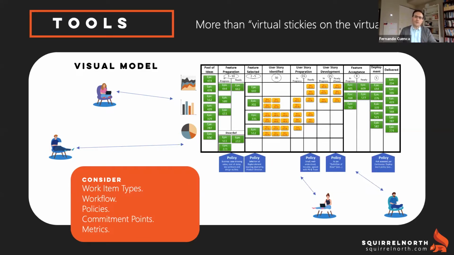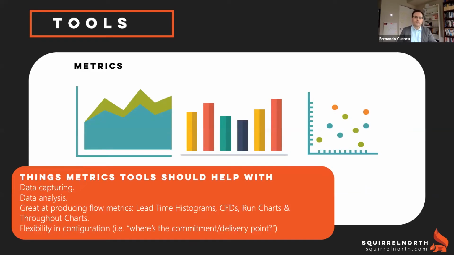So the first thing to look for in a tool is how much the tool supports or helps you construct this rich model of your work, not just stickies on the wall. Then there is the metrics aspect. Most tools will offer some sort of quantitative analysis of the work. The question to be looking at here, when you evaluate the tool, is how comprehensive that is.